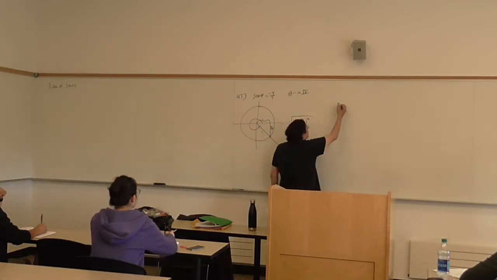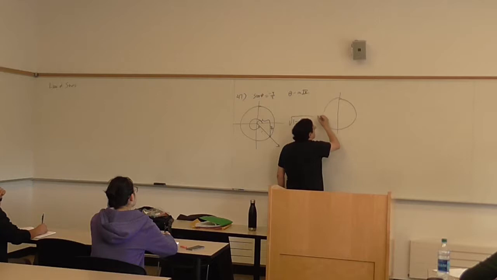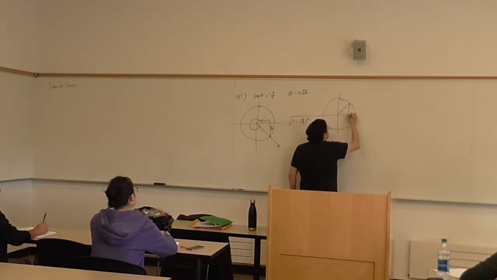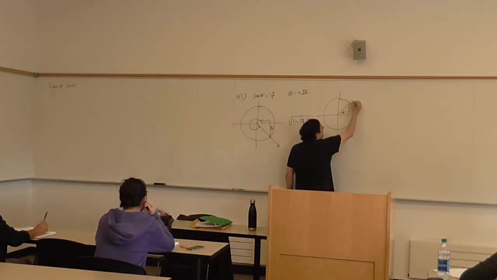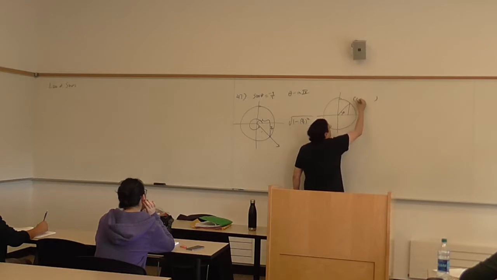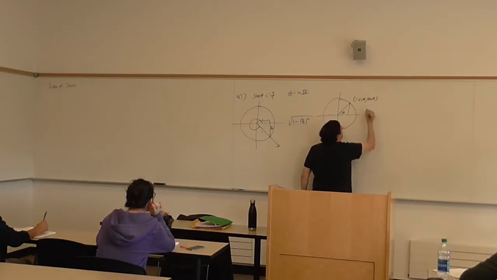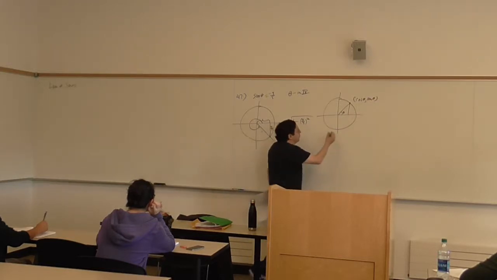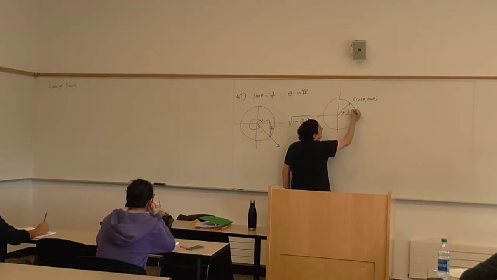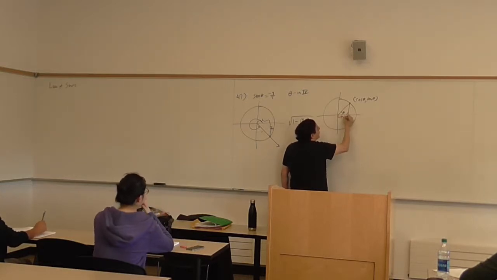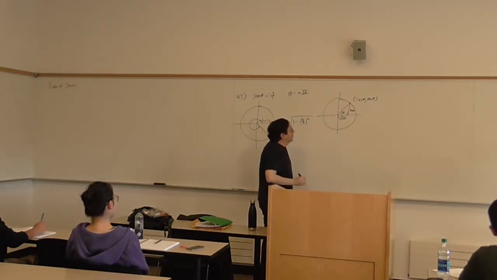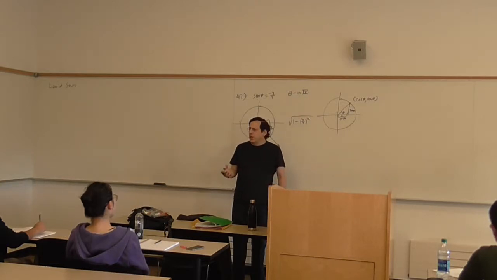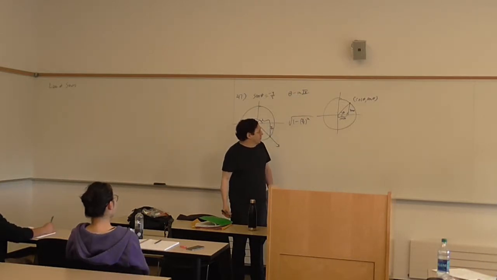But the idea is this. We pick some angle theta, and we know that its coordinates are what? Cosine of theta, sine of theta. Well, again, we have a right triangle here. This piece is the cosine of theta. This piece is the sine of theta. And we ask, what does the Pythagorean theorem tell us about the relationship between them?